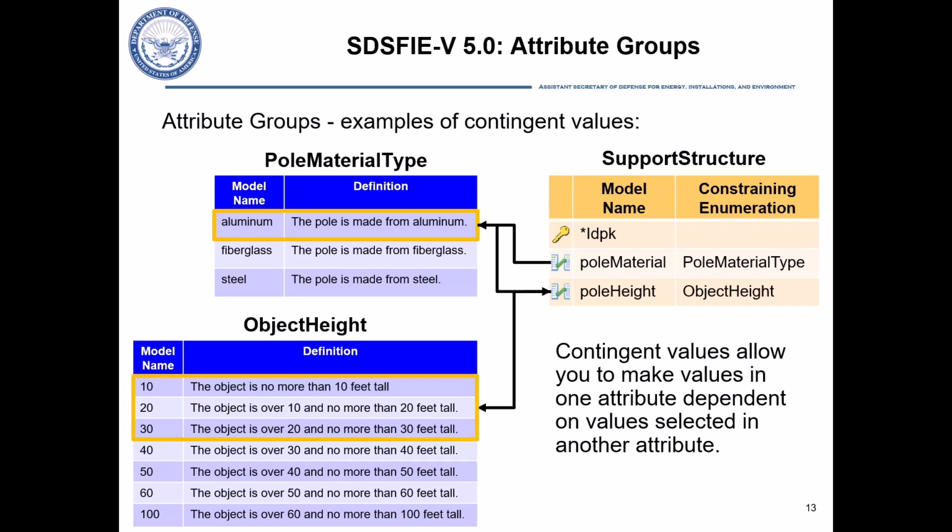For fiberglass poles, the values would also be set at 10 to 30, and for steel poles, from 10 to 60. By creating an attribute group and including these 2 attributes, the specification of contingent values such as these is possible.